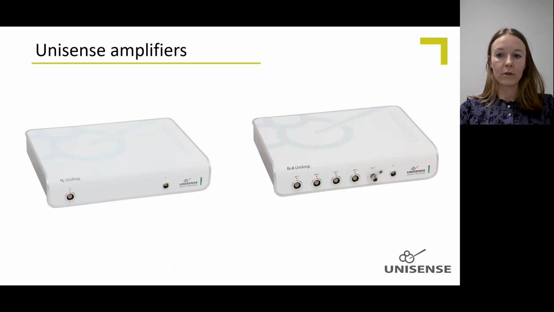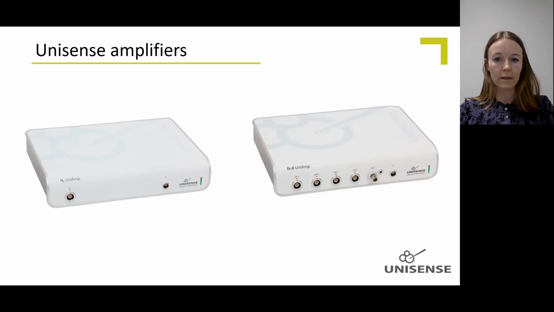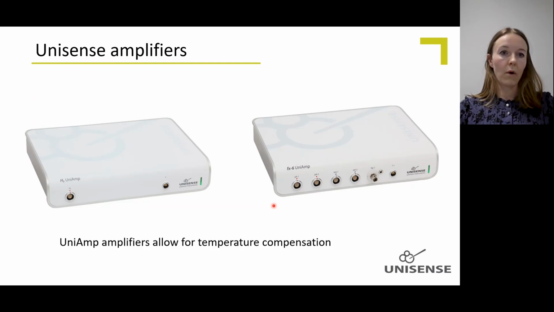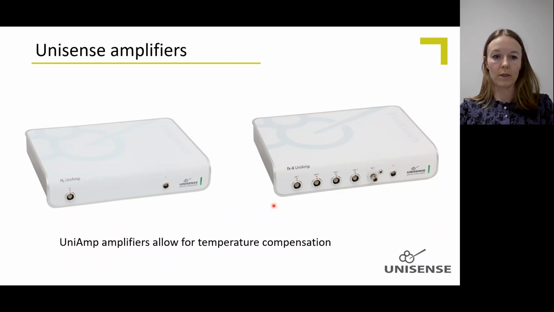The microsensors must be connected to an amplifier to amplify the small signals from the microsensors. And we sell single-channel amplifiers and multi-channel amplifiers. To the left here, you see a single-channel amplifier having one channel for hydrogen and also a temperature channel. To the right, you see the multi-channel amplifier that has several channels, and that also means that you can measure with different types of sensors at the same time. So the choice really depends on how many sensors you would like to measure with. All the Unisense amplifiers allow for temperature compensation when you use a temperature sensor.